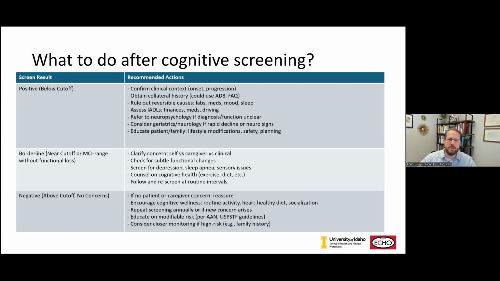And then start to really vigorously go after lifestyle modification factors to see if someone responds to that intervention and actually demonstrates improvement. And then, of course, rescreening at regular intervals. And if it's negative, it depends on who's concerned, how significant. But again, modifiable risk factors, monitoring if they're considered at high risk, and then providing some reassurance.